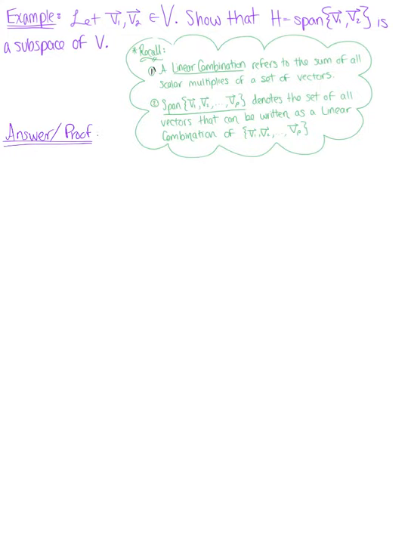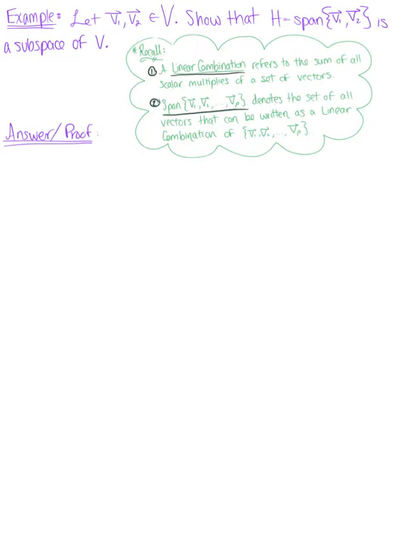We want to start by recalling that a linear combination refers to the sum of all scalar multiples of a set of vectors. We also want to recall that the span of a set of vectors denotes the set of all vectors that can be written as a linear combination of those vectors.